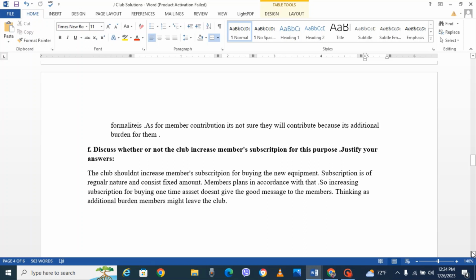Increasing subscription for buying a one-time asset does not give a good message to the members. Thinking of it as an additional burden, members might leave the club, which is not better for the club.